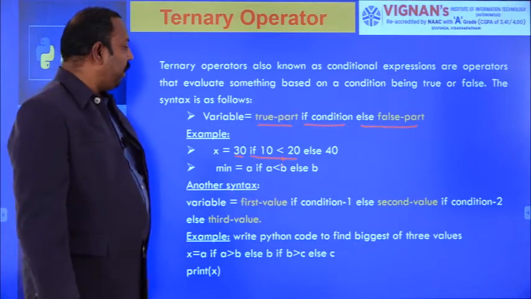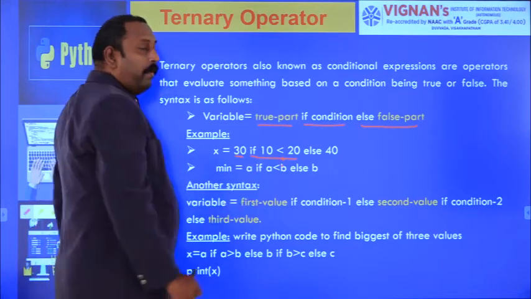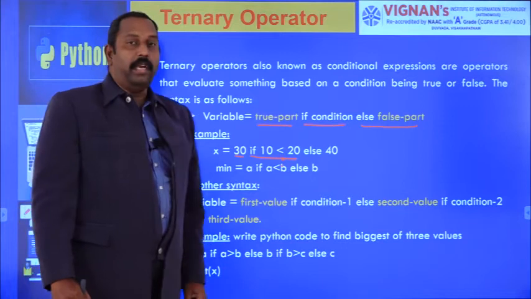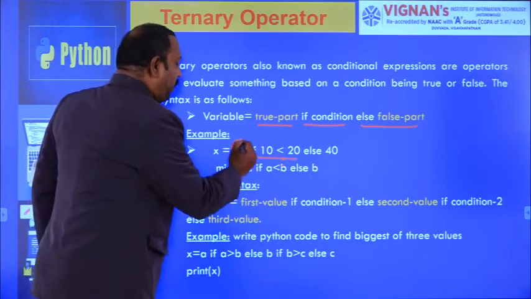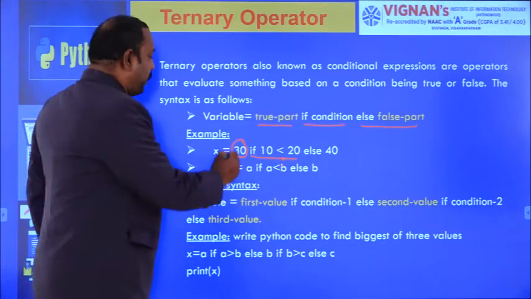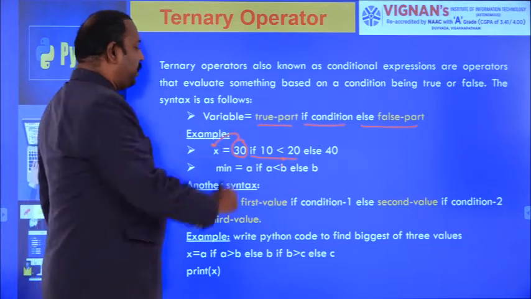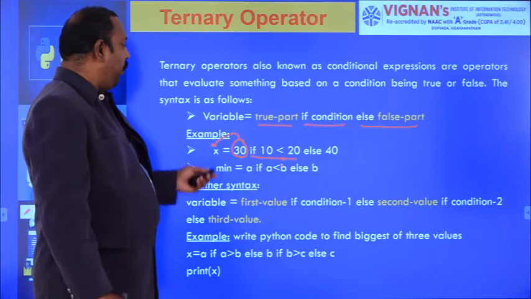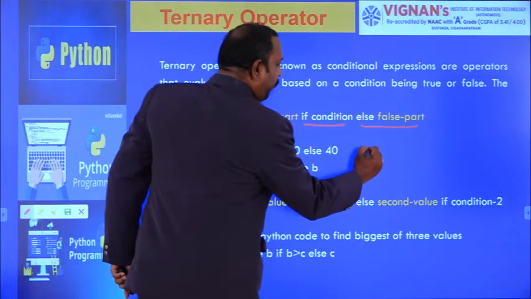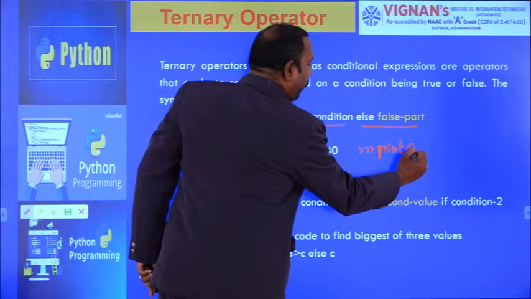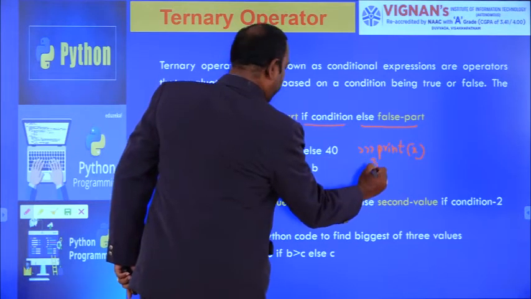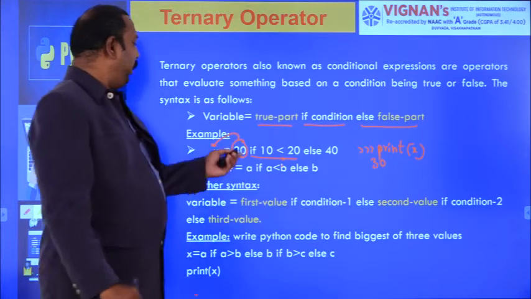In this example, 10 less than 20, the condition is true. Condition is true means it will execute the true part. What is there in the true part? 30 will be assigned to x. So if you write print x, you will get the value 30.